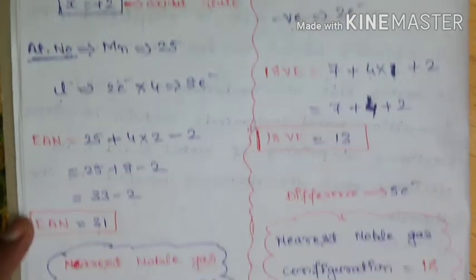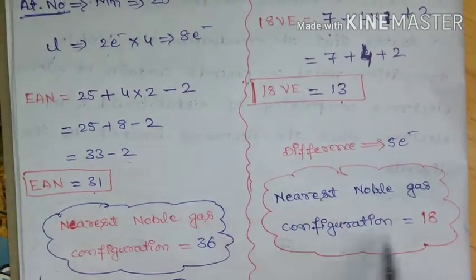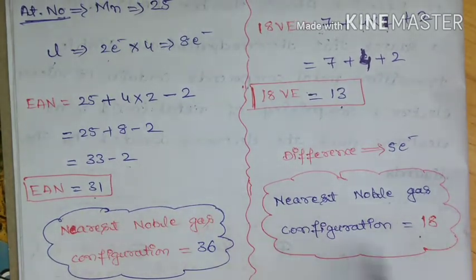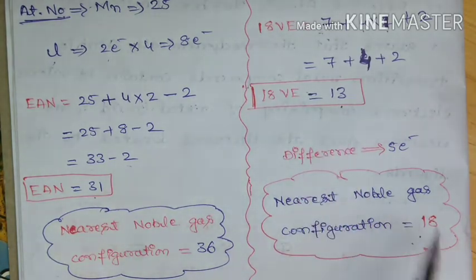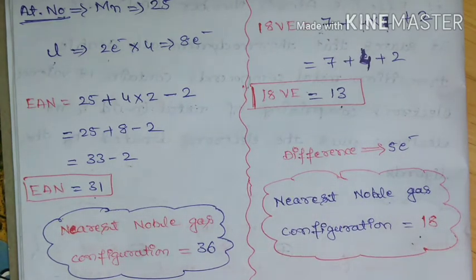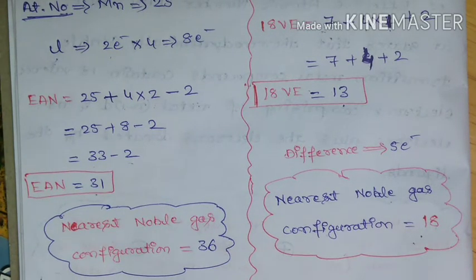The nearest noble gas configuration here is equal to 18, and the difference, 18 minus 13, is 5 electrons. Hence the effective atomic number rule and the 18 valence electron rule are equivalent, and we can say that the 18 valence electron rule is a simplified form of the effective atomic number rule.